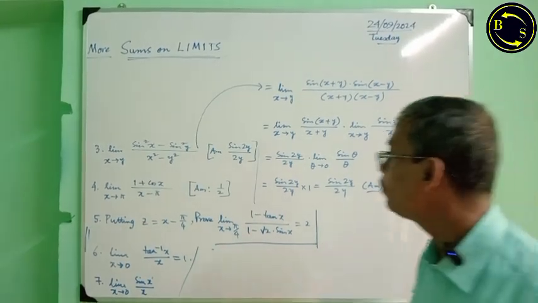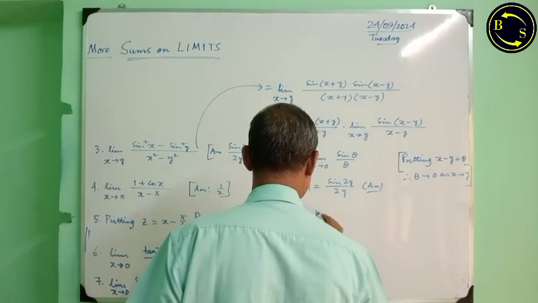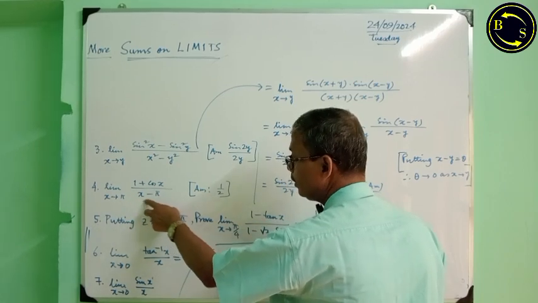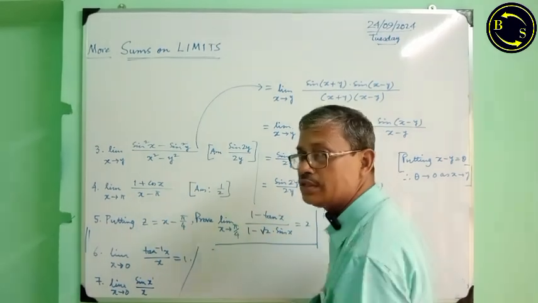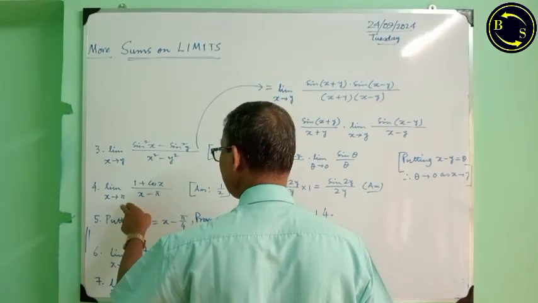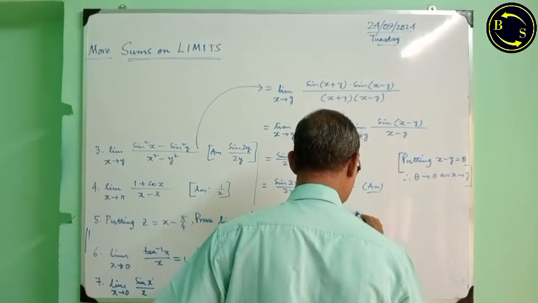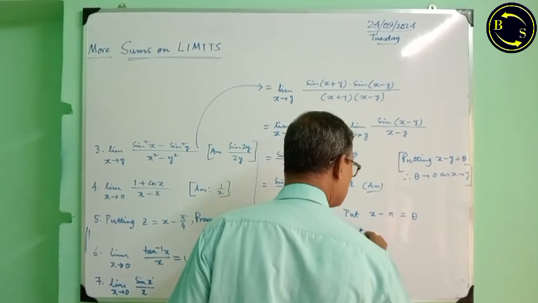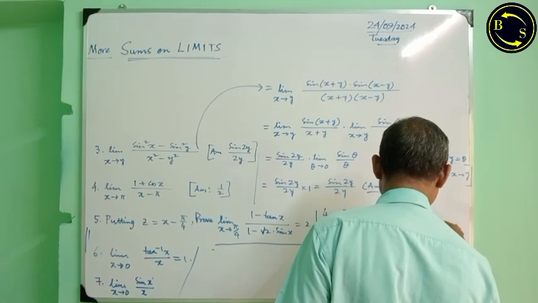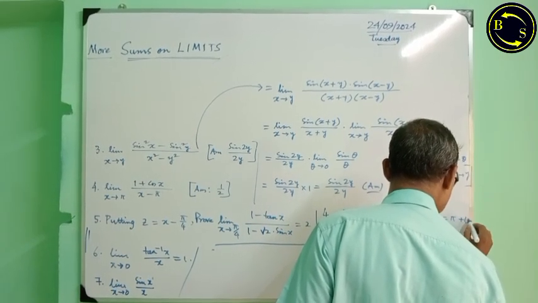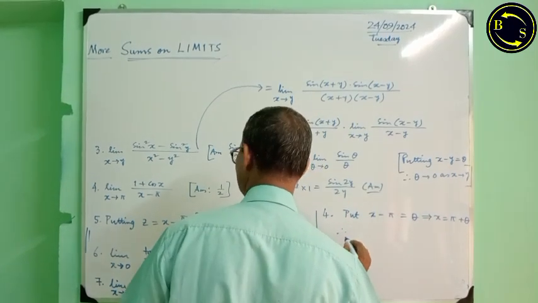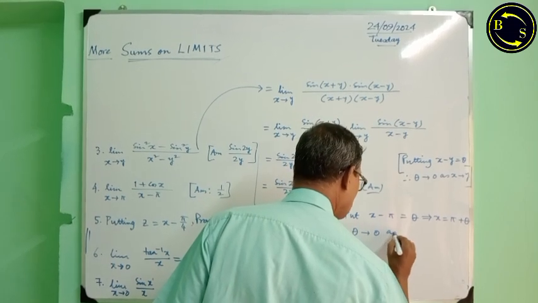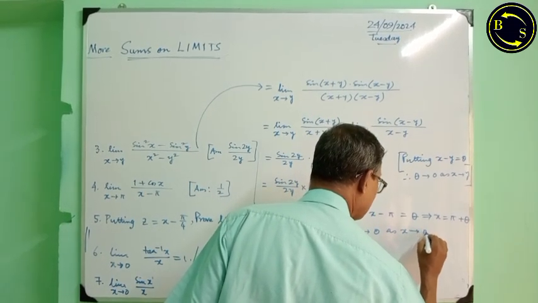Now I move to sum number 4. Here I find x tends to pi and denominator is x minus pi. Therefore, we have to change the variable. First I change the variable. Put x minus pi is equal to theta. Therefore, x equal to pi plus theta. Therefore, theta tends to 0 as x tends to pi.